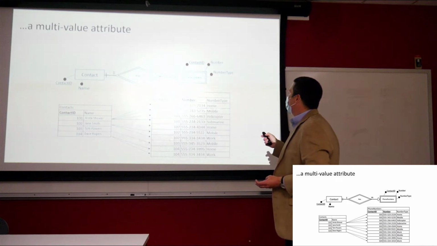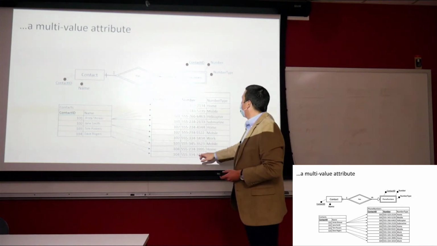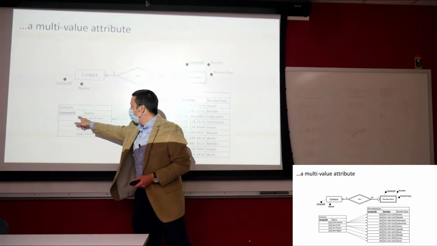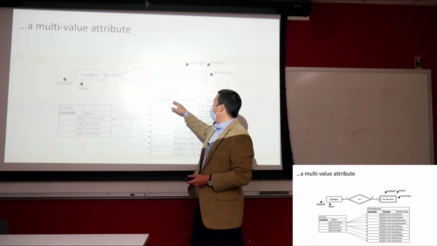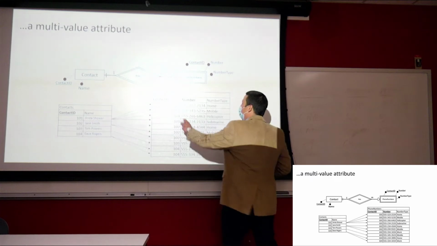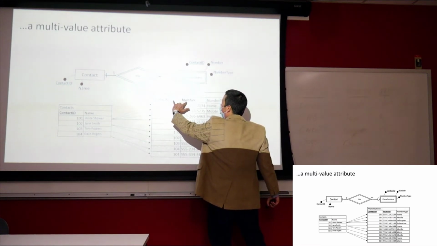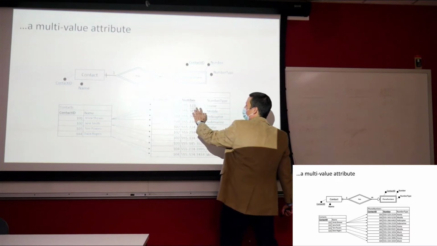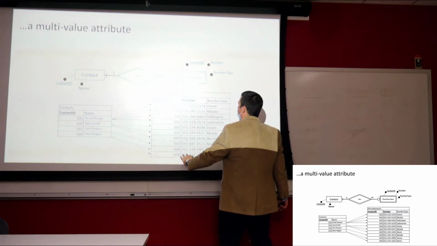So we have a partial key of number, and contact ID, which is the primary key in contacts, is now over here in our weak entity as a foreign key that refers back to this contact ID. Contact ID and phone number, our partial key, together make up a composite primary key. So the combination of contact ID and phone number uniquely identify each row in this table.